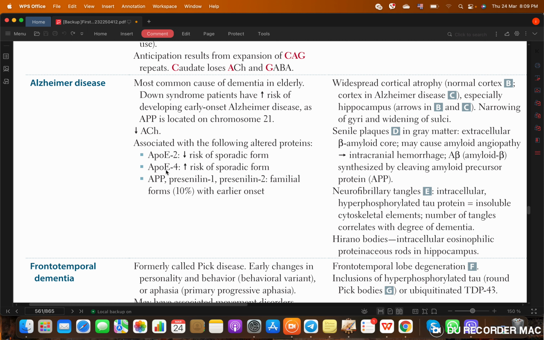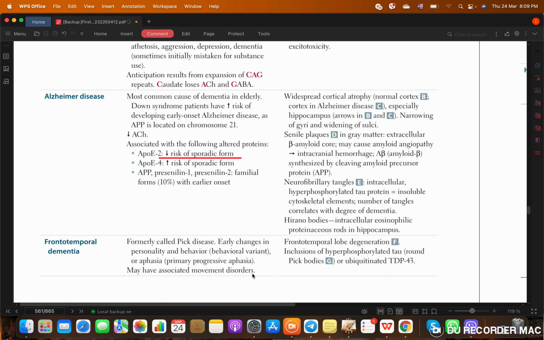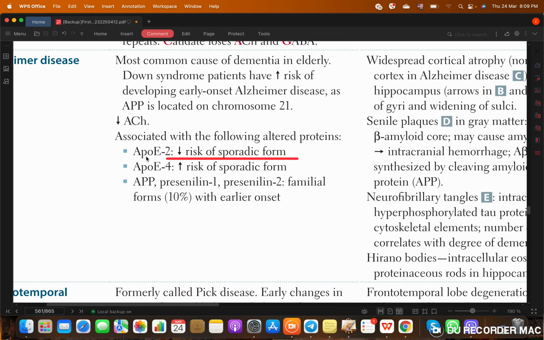Associated with the following altered protein, there is something known as ApoE2 and ApoE4. Basically, this is a genetic testing type of thing. If the ApoE2 is the one present, that decreases the risk of the sporadic form of Alzheimer's, which means if my father has Alzheimer's and I want to check if I'm at risk, I can check these. If I do have the ApoE4, I have high risk of the sporadic form at an early age. But if I have the ApoE2, I have less risk. It's easy. Follow the numbers. 2, less risk. 4, high risk.